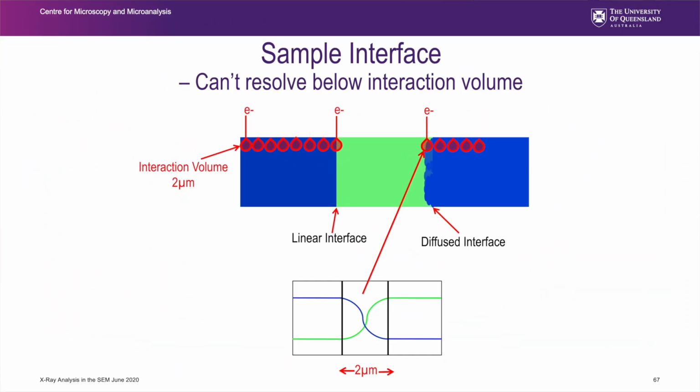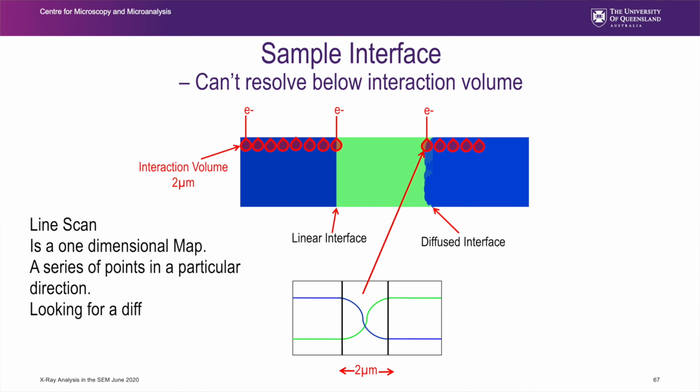One of the things is, remember, the interaction volume is 2 microns. So I've seen some people do what's called a line scan. It's like a one-dimensional map. You just do a series of points in a particular direction, and it's looking for a diffusion profile, and you get the elemental concentration at each one of those points, and you plot a diffusion profile.